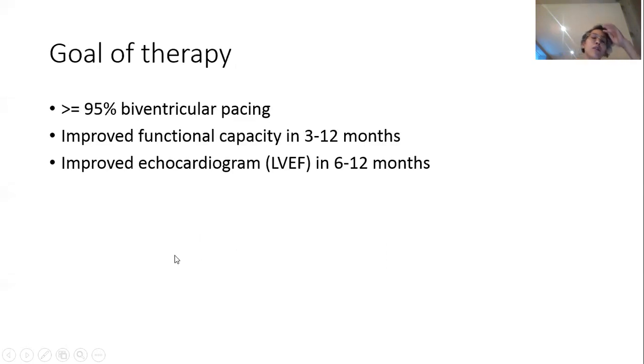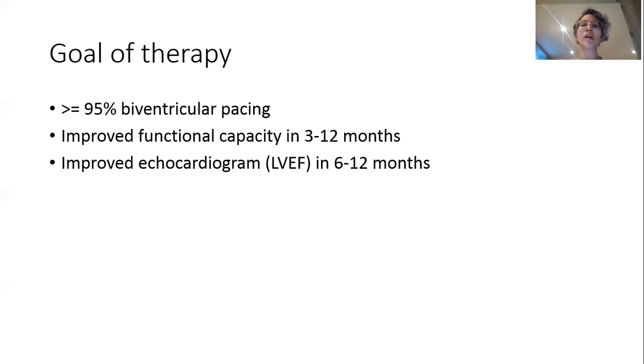And finally, we want to talk about the goals of therapy for CRT, and that's that you are going to have greater than or equal to 95% biventricular pacing, because it's high, right? Because you want the ventricles, when they depolarize and then contract, to be in unison. So you're looking at a high percentage of biventricular pacing as the goal. You also want to see an improvement in functional capacity. And remember when we talked about the New York Heart Association functional classifications. So you're looking for the patient's own functional capacity to improve in 3 to 12 months time.